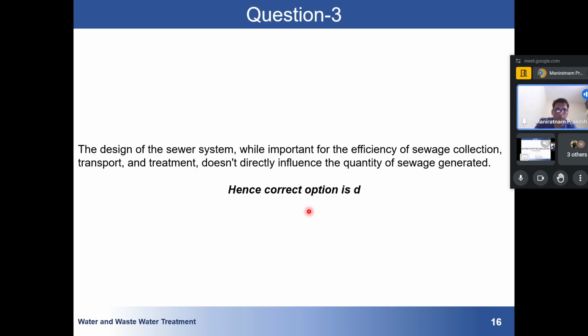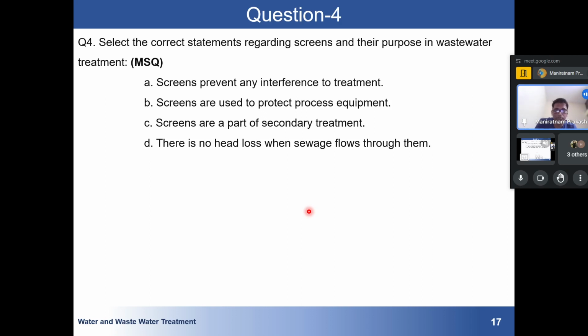I am going to question number 4. Four is a multiple correct question, and the question is: select the correct statements regarding a screen and their purpose in the wastewater.